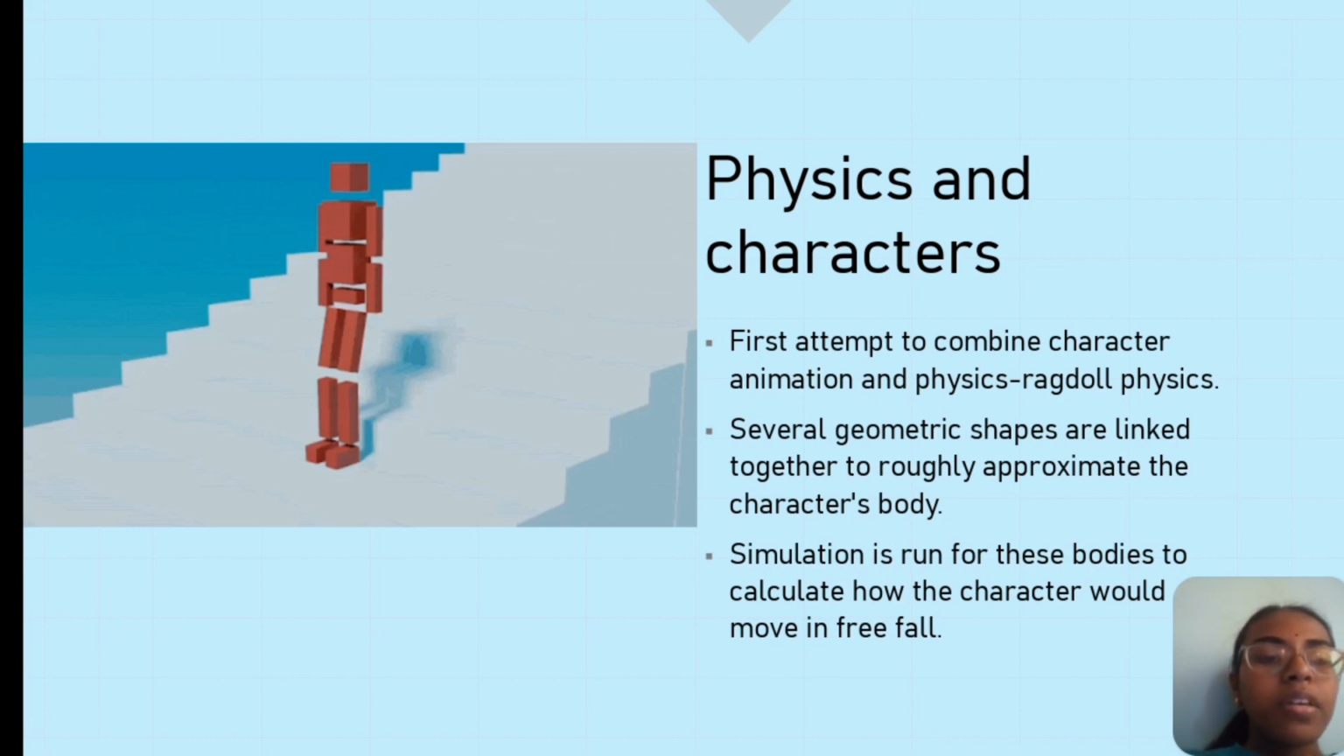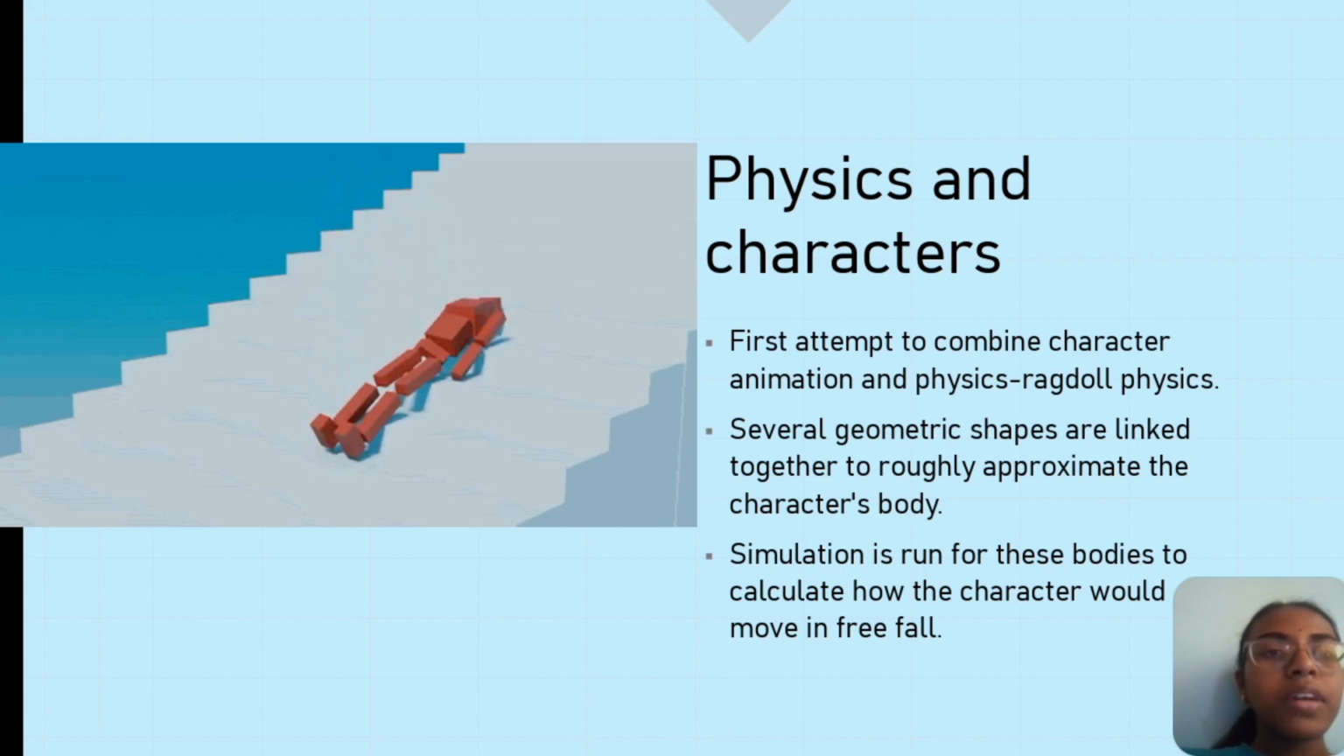Physics and characters. Historically, the first attempt to combine character animation and physics was the so-called ragdoll physics. The idea here is similar to the simple rigid body physics we've already seen. Several geometric shapes are linked together to roughly approximate the character's body. A simulation is then run for this body to calculate how the character would move in free fall. Here we can see a ragdoll falling. This is under a physical simulation.